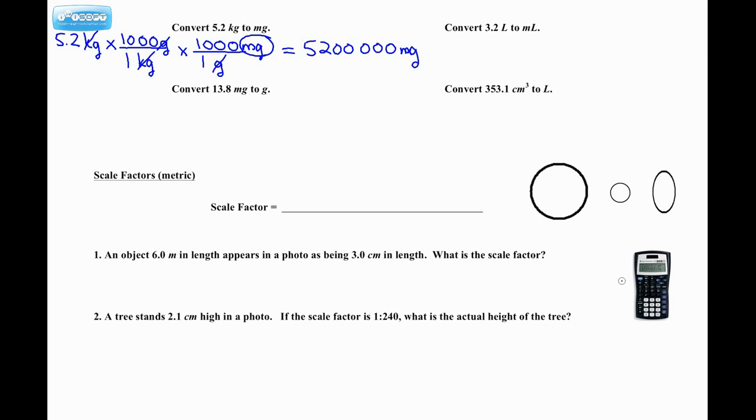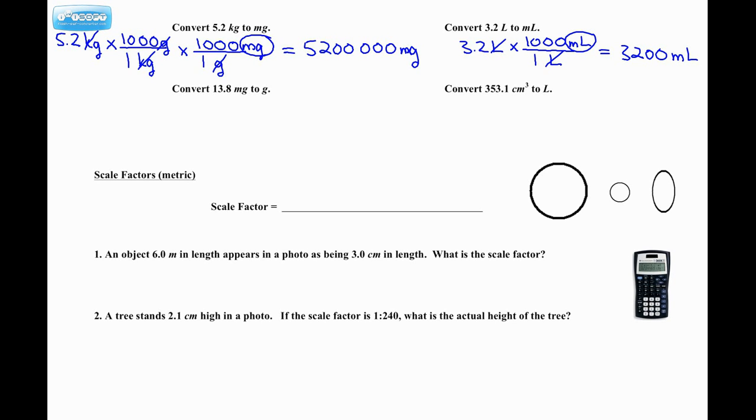Next, convert 3.2 liters to milliliters. Well, that's a one-step problem. So 3.2 liters, and we want to go to milliliters. So I want this L to cancel down here, so I say 1 liter on the bottom, and of course that is 1,000 milliliters up top. So these L's cancel. That was easy, because that's the unit I want. So I just multiply it by 1,000. So I get 3,200 milliliters. That was easy.